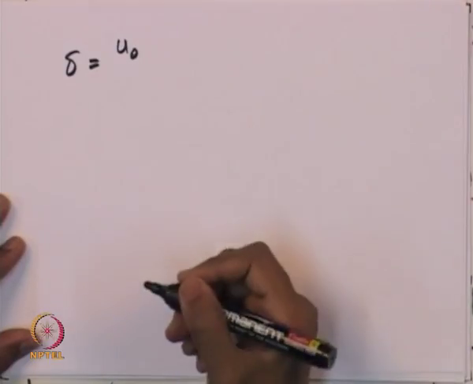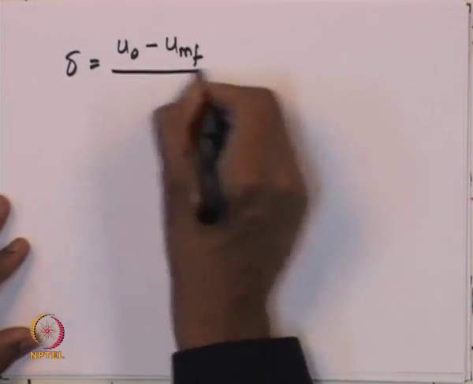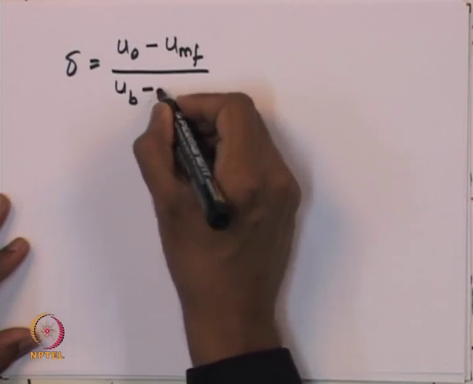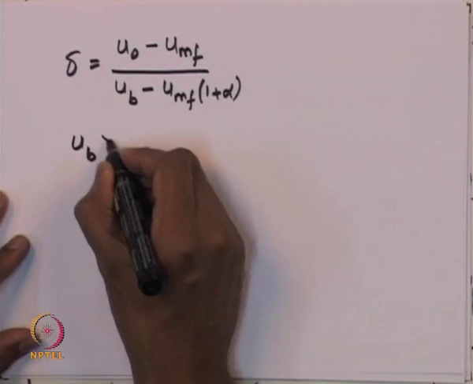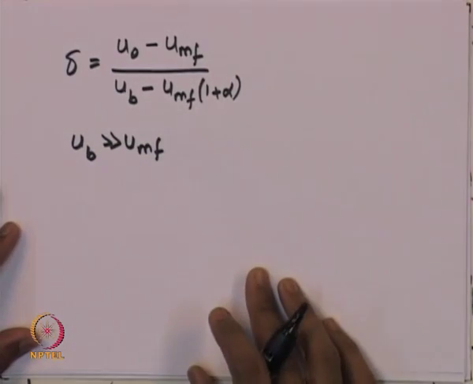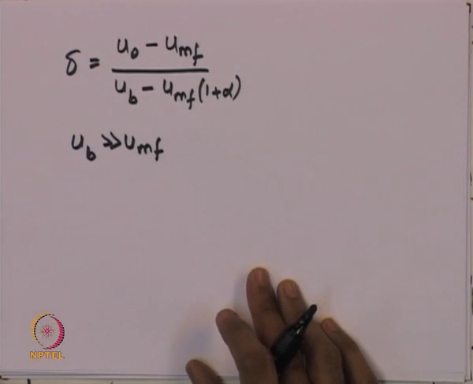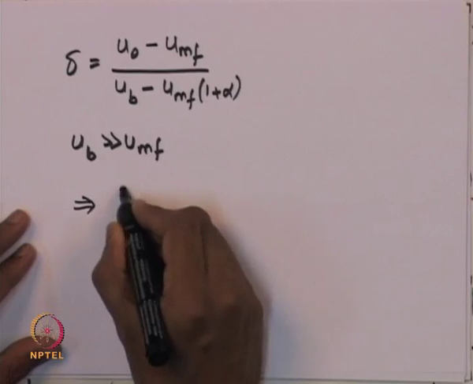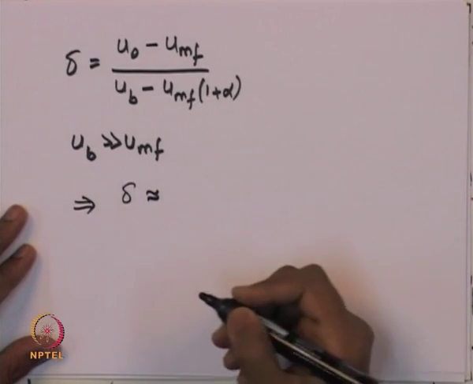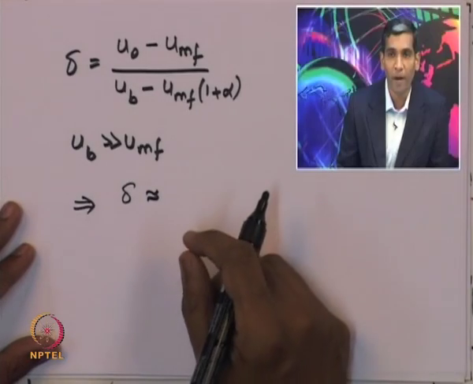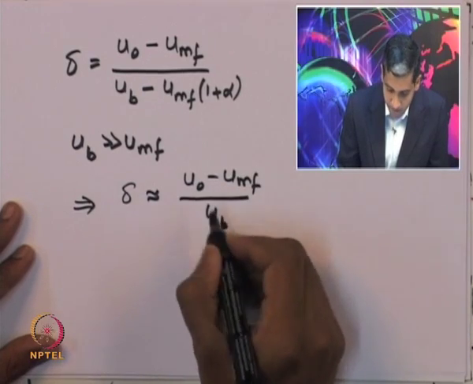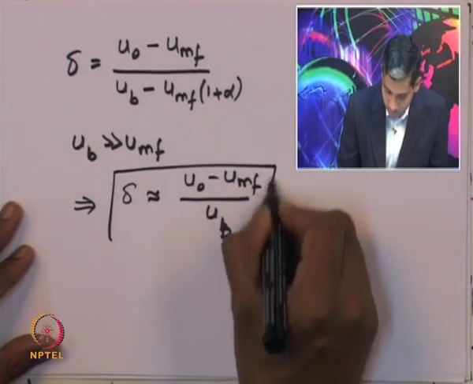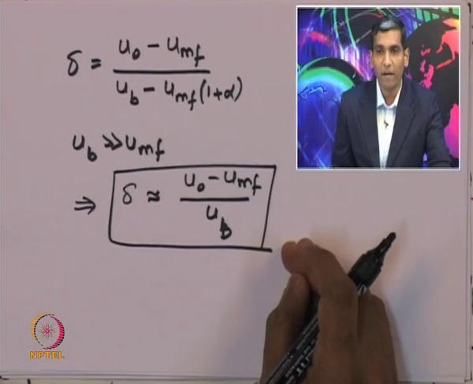So delta is now given by U naught, which is the superficial velocity, minus UMF, which is the minimum fluidization velocity, divided by UB minus UMF into 1 plus alpha. Now, if UB is significantly larger than UMF, that is, if the velocity with which the bubbles are rising is higher than the minimum fluidization velocity, then we can further simplify the expression for delta, which is the fraction of the bed that is occupied by the bubbles. That's given by U naught minus UMF divided by UB. So now we have estimated delta.